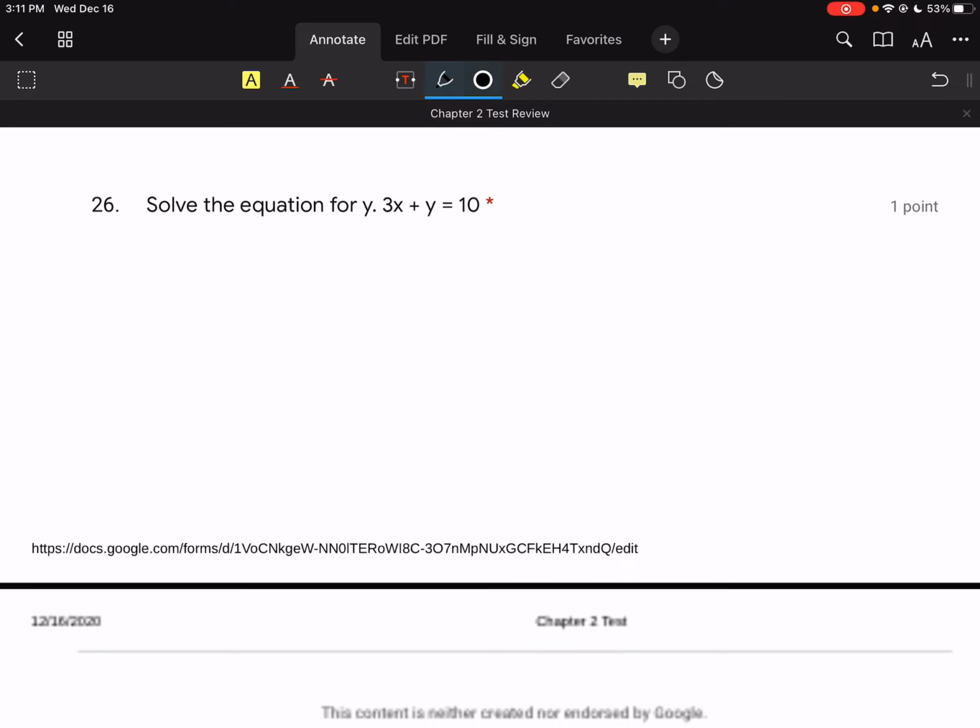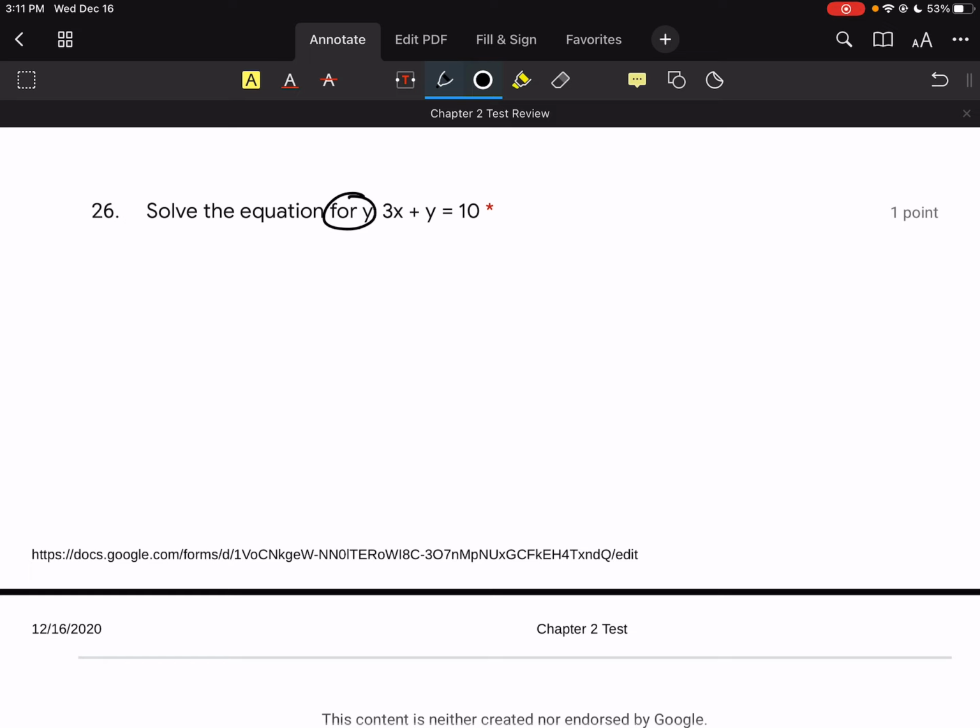We'll have to scroll down a little bit here. This time we want to solve that equation for Y, so we want Y all on its own. So we're just going to subtract 3x from both sides, giving us Y is equal to 10 minus 3x.